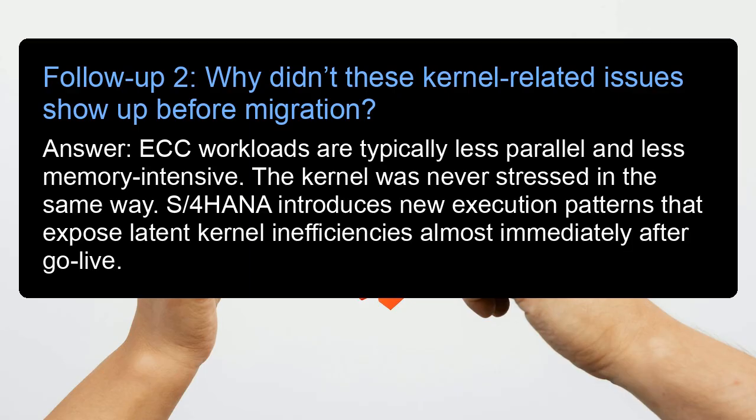Follow-up 2. Why didn't these kernel-related issues show up before migration? Answer: ECC workloads are typically less parallel and less memory-intensive. The kernel was never stressed in the same way. S/4HANA introduces new execution patterns that expose latent kernel inefficiencies almost immediately after go-live.